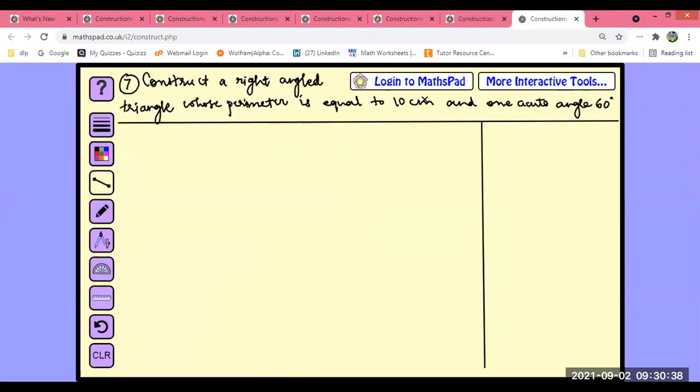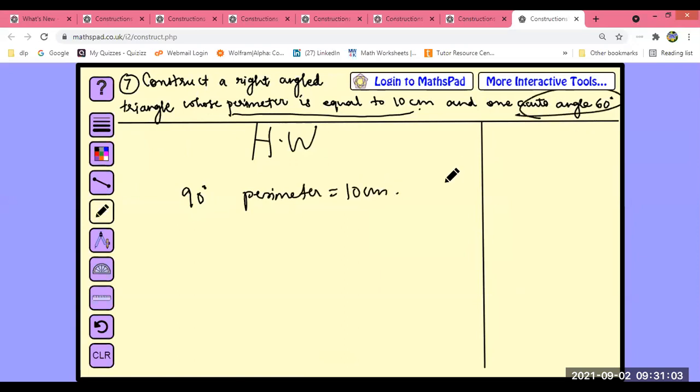And now one last problem. Okay, you can take this as homework. I'll just give you some hints. So construct a right angle triangle. Now right angle triangle means one angle will be 90 degrees whose perimeter is equal to 10 centimeters. So we are given the perimeter that is 10 centimeters and one acute angle that is 60 degrees.